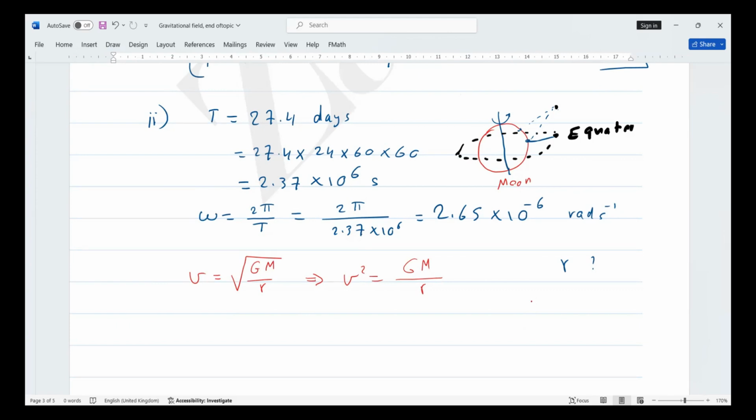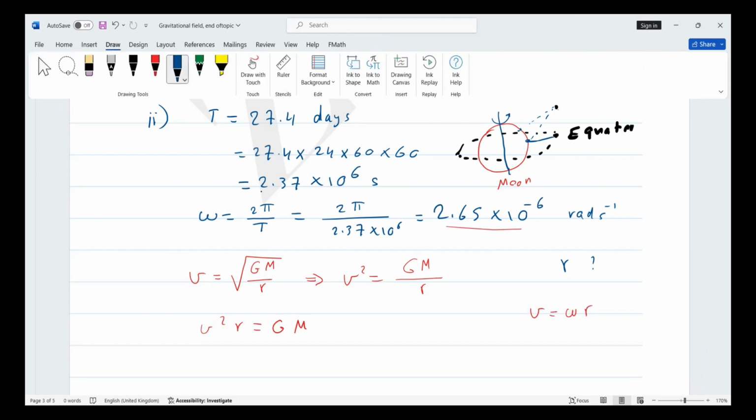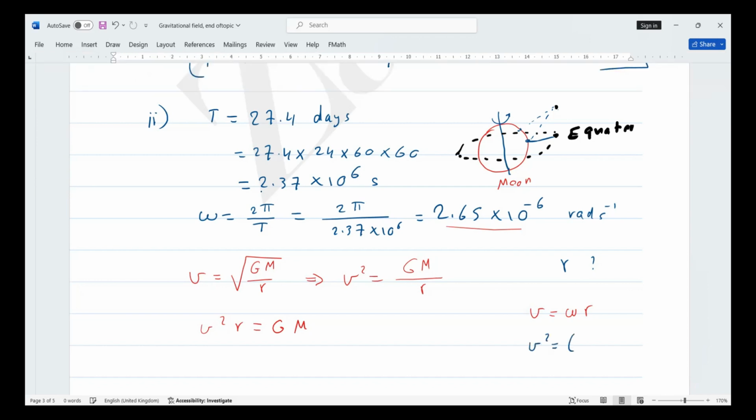Now, V squared equals... we can do cross multiplication. So V squared r equals GM. What about V? V equals omega r. And this is omega. Then V squared equals omega squared, 2.65 times 10 to the power -6 squared, multiplied by r squared. Now squaring the answer in the calculator, V squared equals 7.0404 multiplied by 10 to the power -12 r squared.